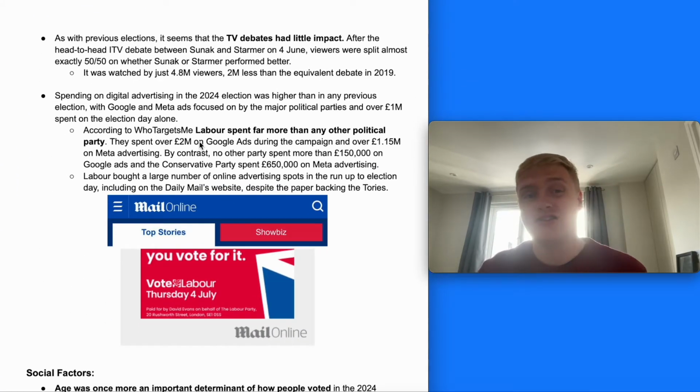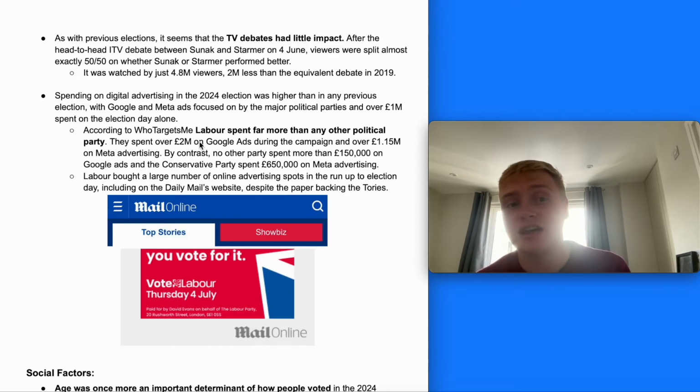As with previous elections, TV debates can be seen as having little impact, not only because they simply reinforced views, and there was nothing really major that came up during them, but also because they weren't watched by that many people. The first head-to-head ITV debate on the 4th of June between Starmer and Sunak was watched by just 4.8 million viewers, 2 million less than the equivalent debate in 2019.